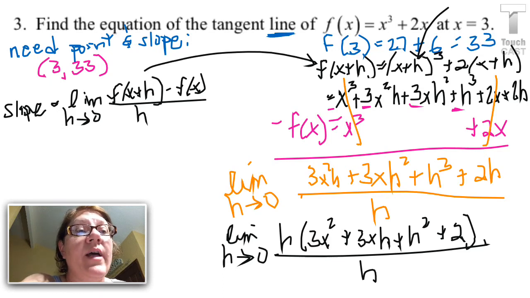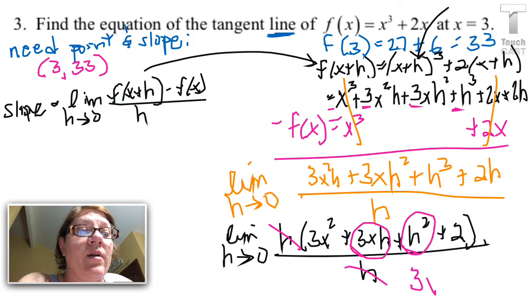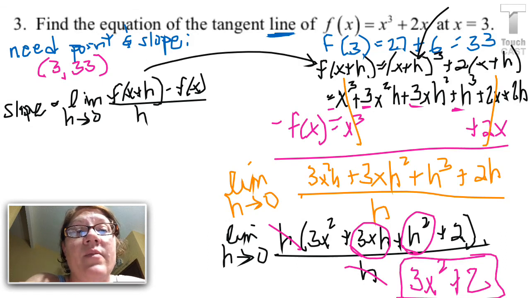And of course, when I do that, the h's cancel. Now I got rid of my problem, so I can substitute in 0 for h, which is going to make this term turn to 0 and this term turn to 0. So my slope is 3x squared plus 2. Boo. I'm going to have to make another video. Out of time. See you in the next one.